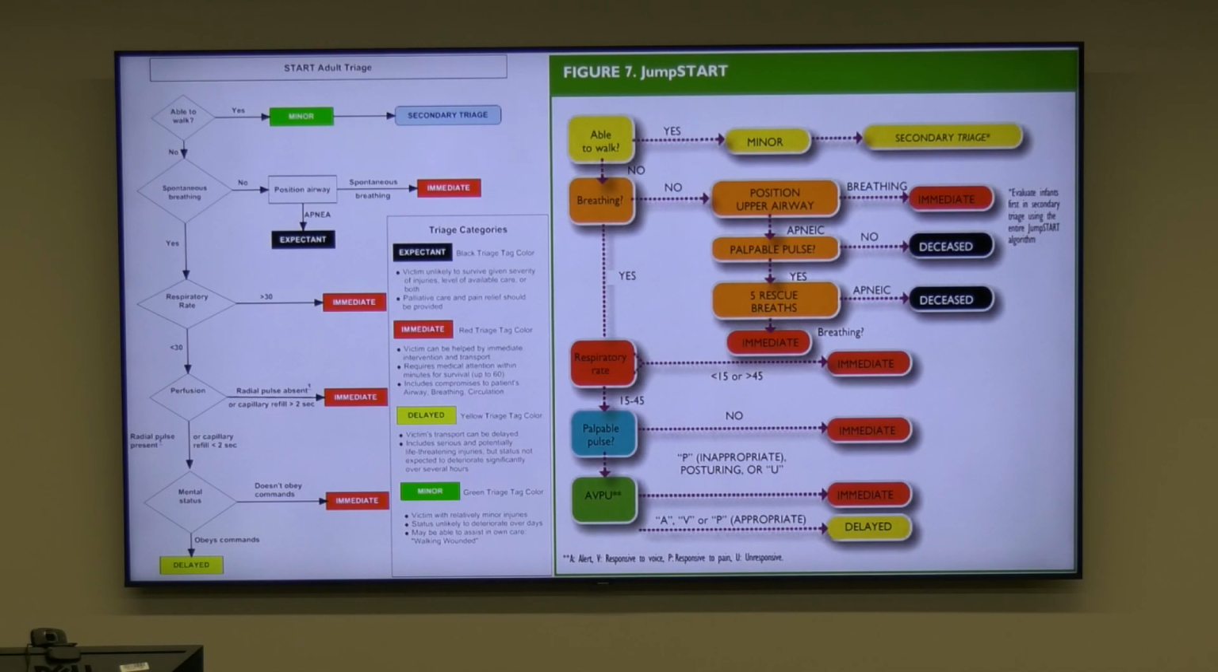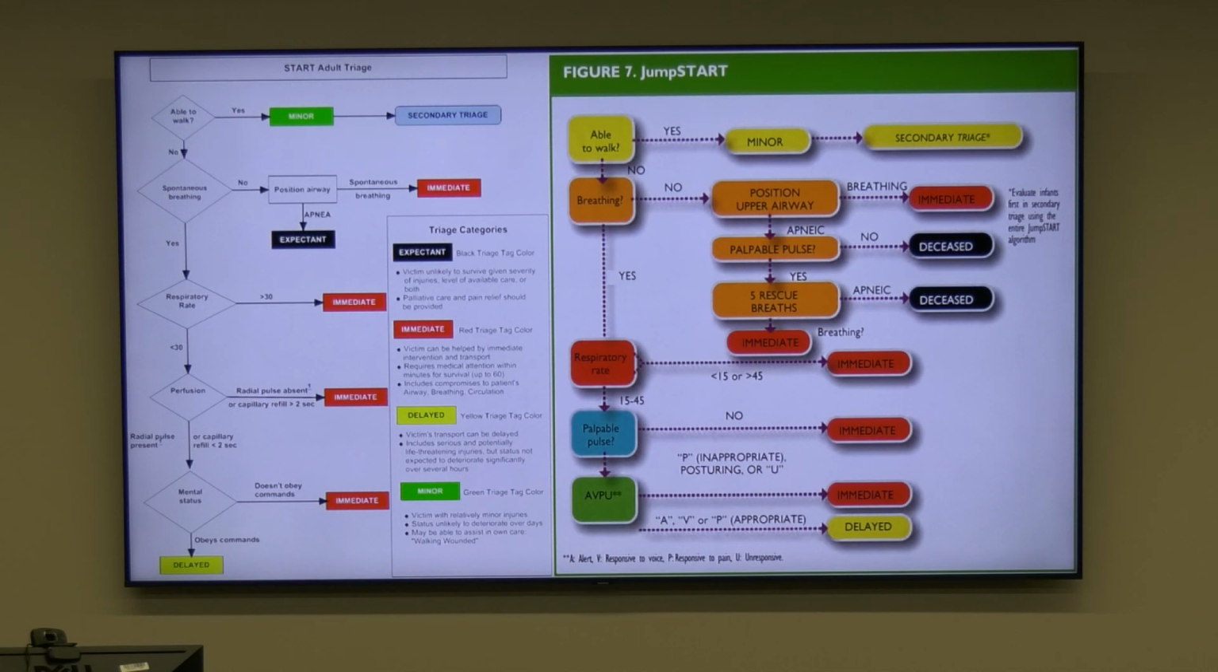And then minor is the equivalent of a green triage tag. That is where a victim has a relatively minor injury. The status is unlikely to deteriorate, and they may be able to assist with their own care, which is often referred to as the walking wounded. So this might be people that are shaken up from a disaster or things like that, but overall are relatively stable.